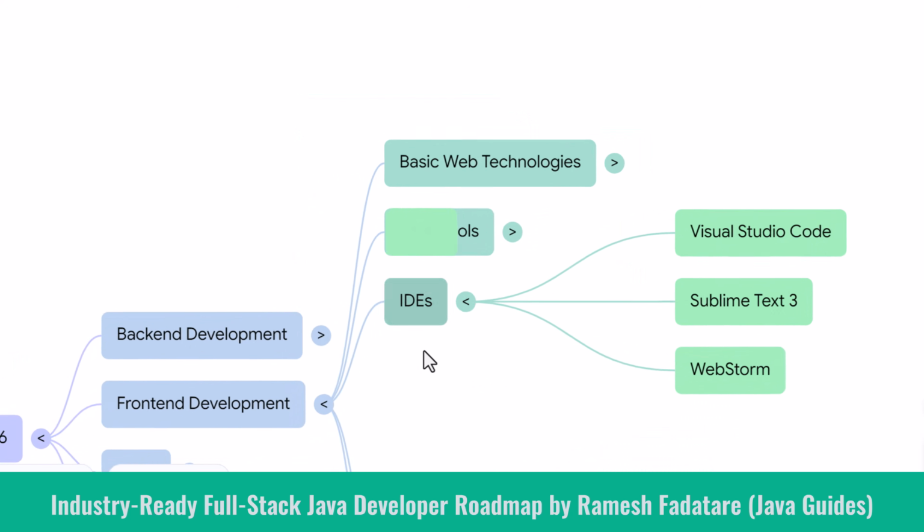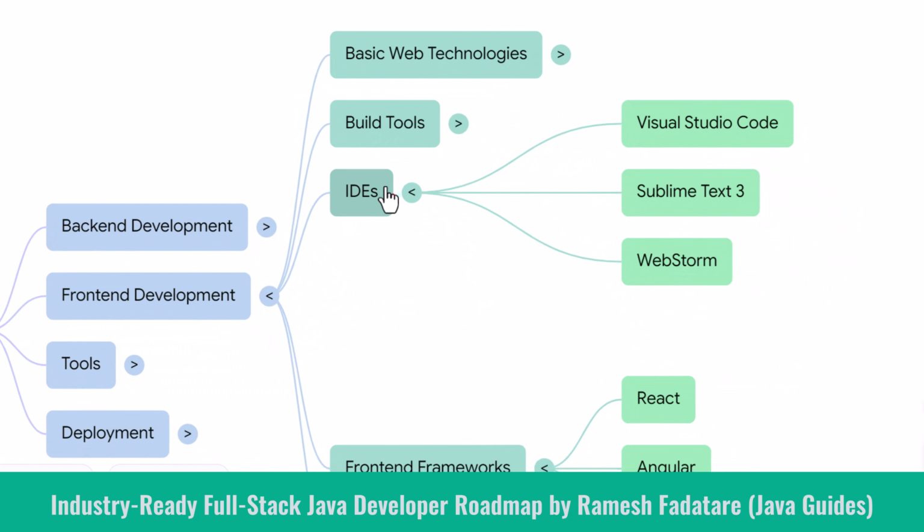Next, IDEs for front-end. For front-end development, you often work in text editors like VS Code, Sublime Text, or WebStorm. VS Code is the most popular choice because it's lightweight, fast, and comes with rich extensions for JavaScript and TypeScript development. Your editor becomes your creative workspace for building user interfaces.